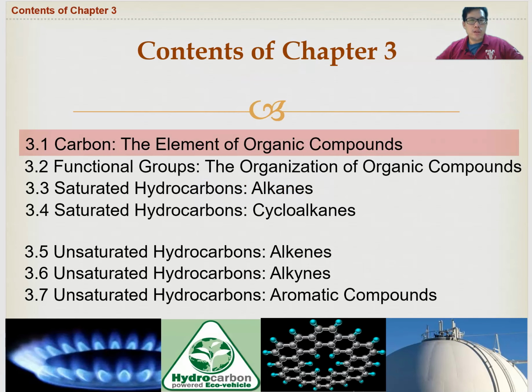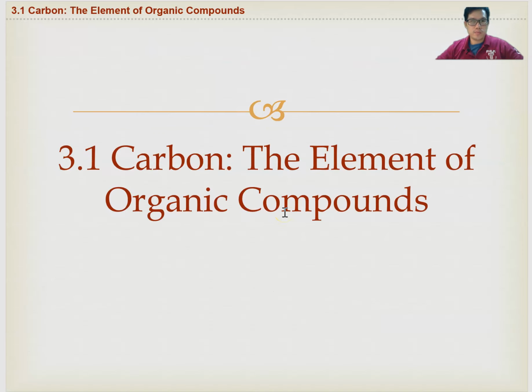Okay, let's start with the week 3 contents. For week 3, we will talk about 3.1, 3.2, 3.3, and 3.4. We're going to talk about carbons and the functional groups in general, then we're going to concentrate on alkenes and cycloalkenes. These are related. Let's look at the first one, carbons. Carbon is the element of organic compounds. You realize that in organic compounds, the main structural component is carbon.